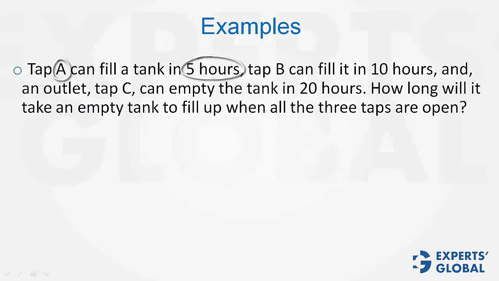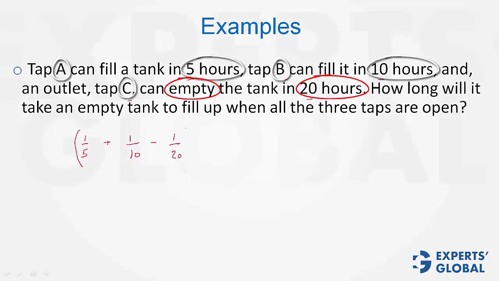A can fill it in 5 hours. B can fill it in 10 hours. C can empty it in 20 hours. So 1/5 plus 1/10 minus 1/20th, because if filling is positive work, then emptying is negative work. Negative 1/20th. This is the amount of work they do together in 1 hour.